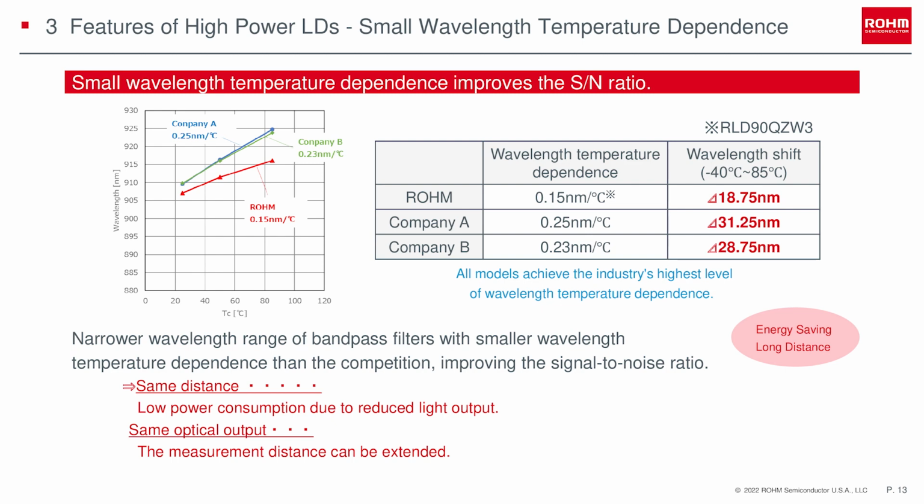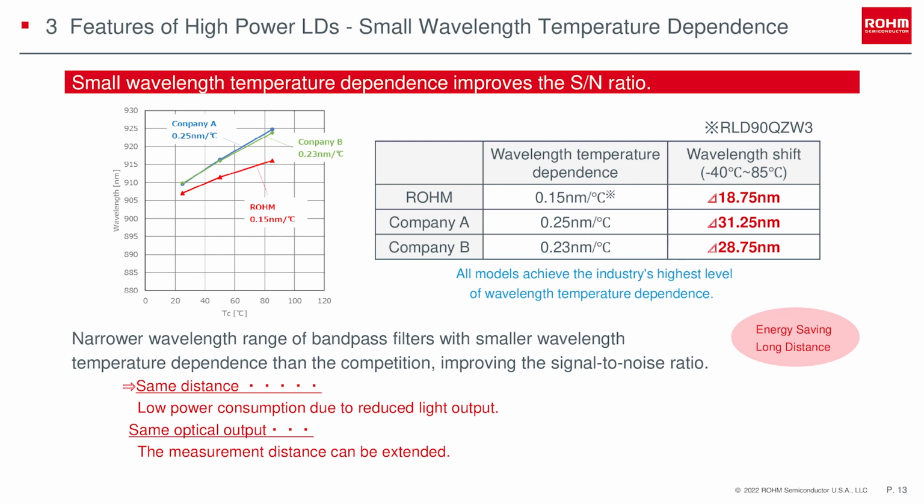ROHM's high-power lasers have a wavelength temperature dependence of 0.15 nanometers per degree C, which is smaller than the competitor's wavelength temperature dependence of around 0.25 nanometers per degree C. This means that, for example, when the driving temperature range of a LiDAR is between -40 to +85 degrees C, ROHM has a wavelength shift of about 20 nanometers, while the competition shifts about 30 nanometers. The large difference in shift means that they are more susceptible to the effects of sunlight.